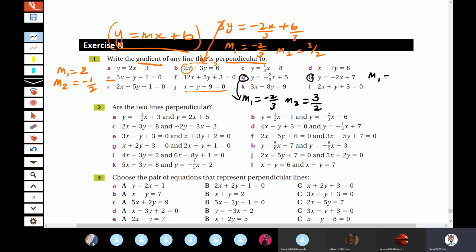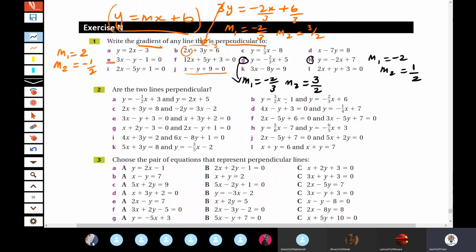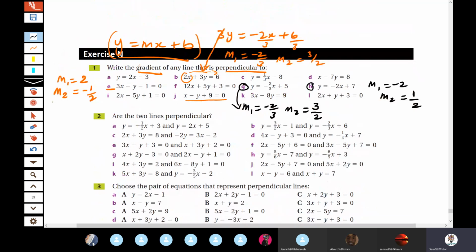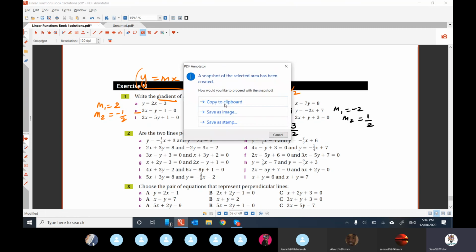Let's try it again, Alvaro, just to make sure. H, what's your gradient right now? -2. What's the gradient of your perpendicular? 1/2. Yeah, it's harder to see these ones. I get it. All right, cool. All right, let me see some harder ones.